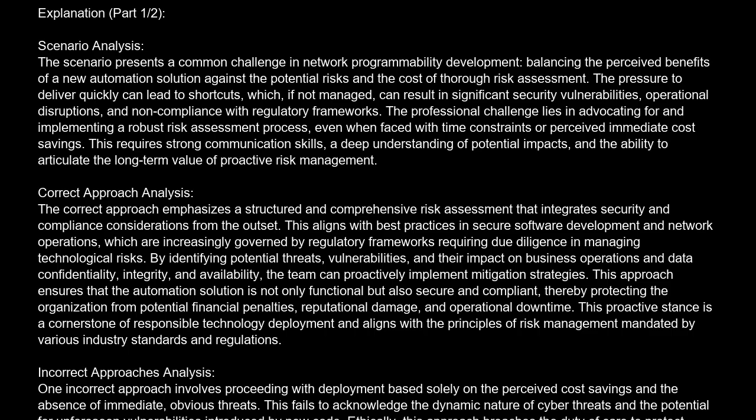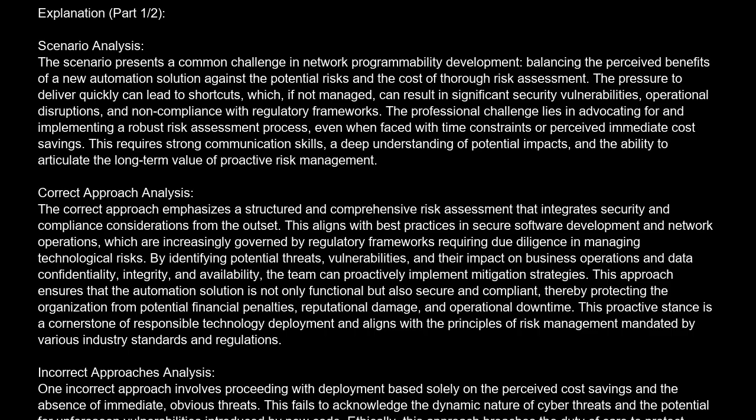By identifying potential threats, vulnerabilities, and their impact on business operations and data confidentiality, integrity, and availability, the team can proactively implement mitigation strategies. This approach ensures that the automation solution is not only functional but also secure and compliant, thereby protecting the organization from potential financial penalties, reputational damage, and operational downtime. This proactive stance is a cornerstone of responsible technology deployment and aligns with the principles of risk management mandated by various industry standards and regulations.